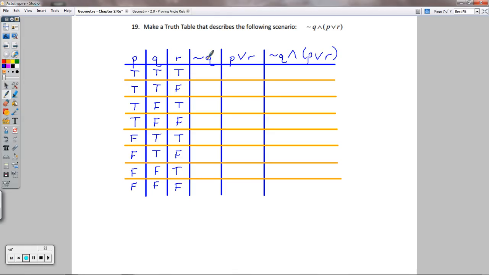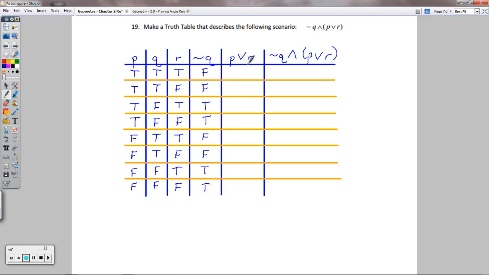So for not Q, I'm going to take the Q column here, and I'm going to take the values and negate them. Do the opposite of what I see. So true, true becomes false, false. False, false becomes true, true. This would be false and false. This would be true and true.